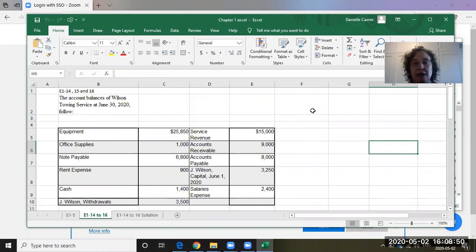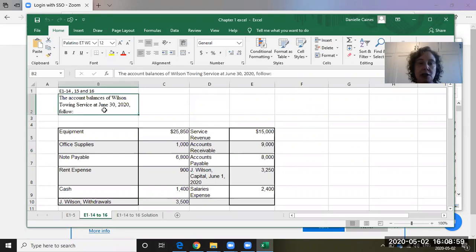E1-14, E1-15, and E1-16. So they are preparing the major financial statements for a business. The account balances of Wilson Towing Service at June 30th, 2020 are as follows. They've given us all the account balances, and they're asking us to prepare an income statement, a statement of owner's equity, and a balance sheet.